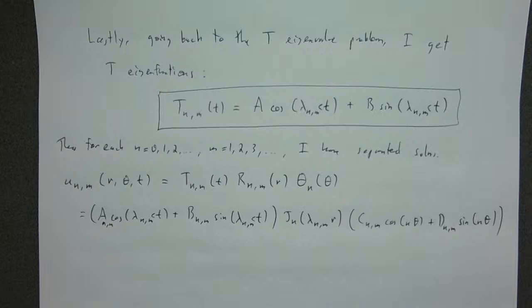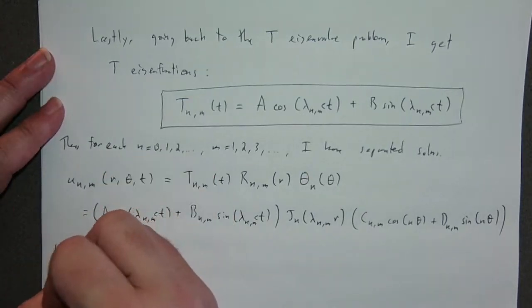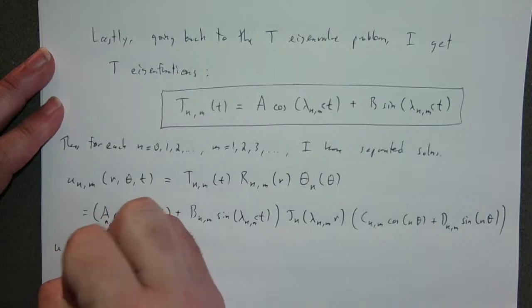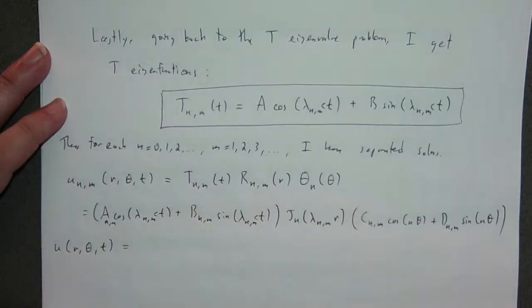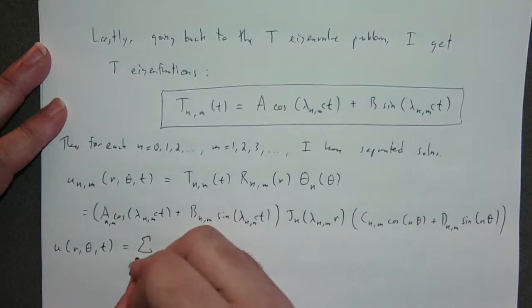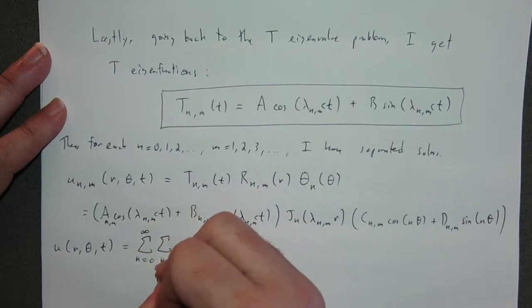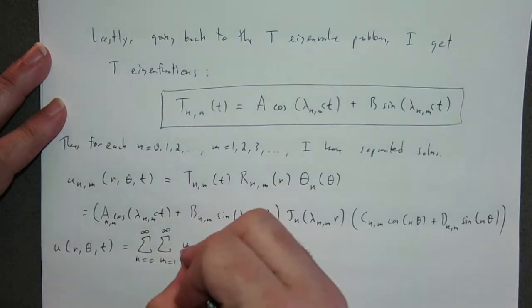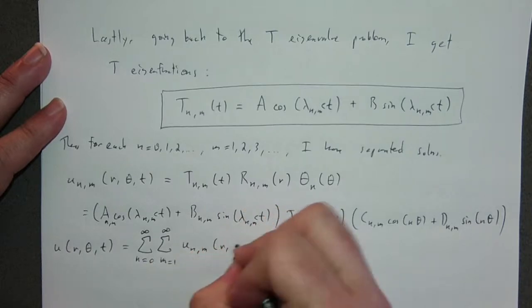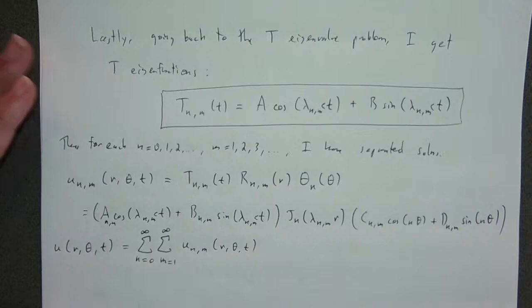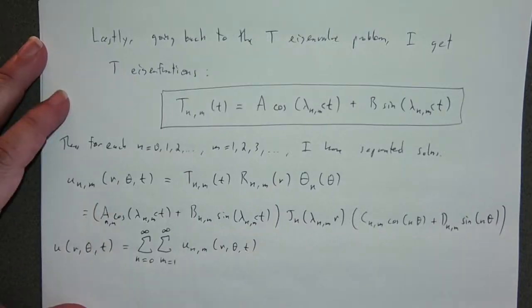Okay. And so, if I put this all together, what do I get? Right? So, if I want to write u of r, theta, t, this is going to be the sum from n equals 0 to infinity, the sum from m equals 1 to infinity of u sub nm of r, theta, t. So I'm summing these over n and m.